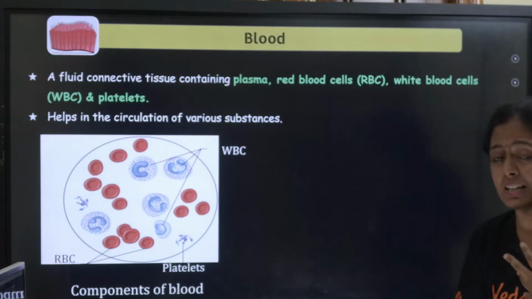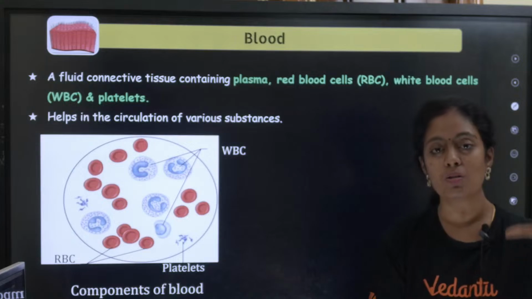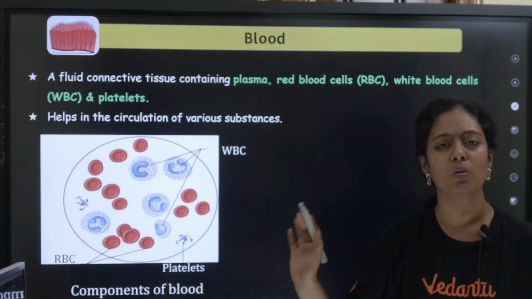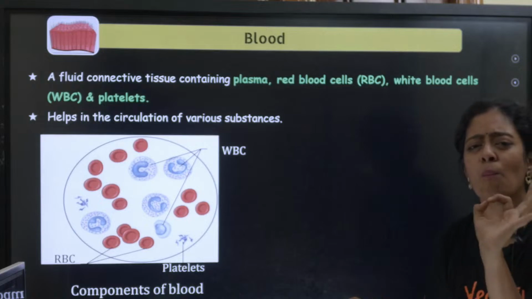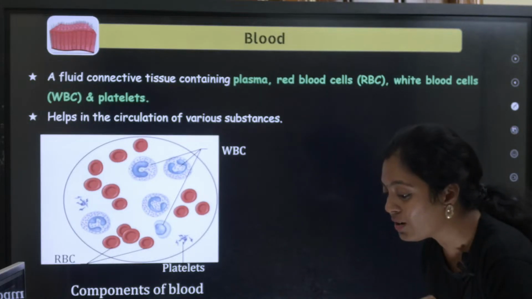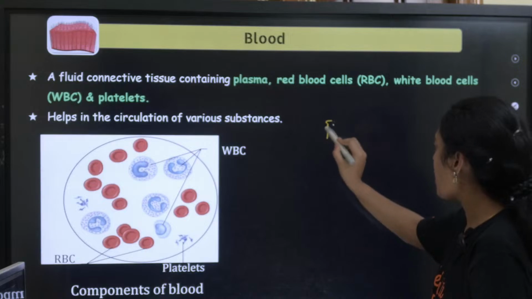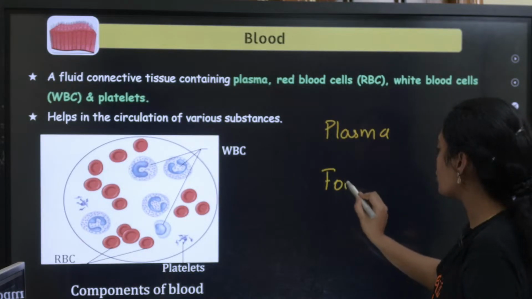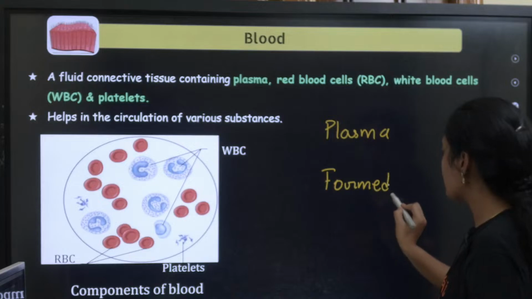Now we have seen skeletal tissue under specialized connective tissue: bone and cartilage. Now everyone knows about blood, correct? So blood is a very, very special connective tissue. What is blood made up of? Very good. Blood is made up of plasma and formed elements. We have studied this many times, in Body Fluids and Circulation.